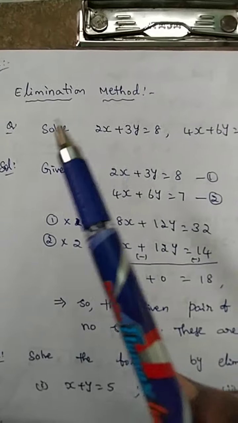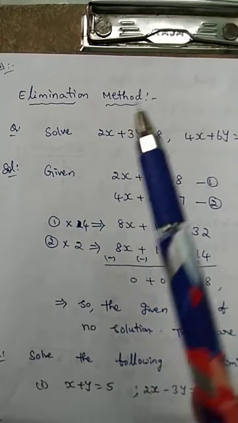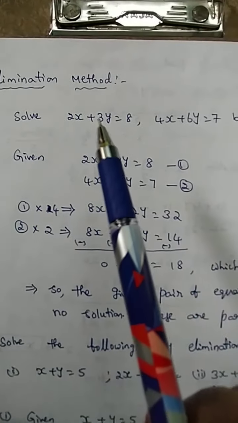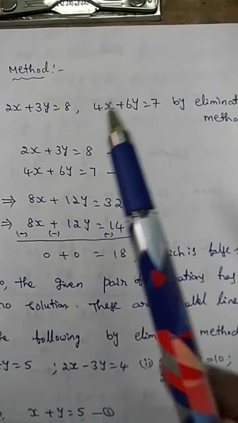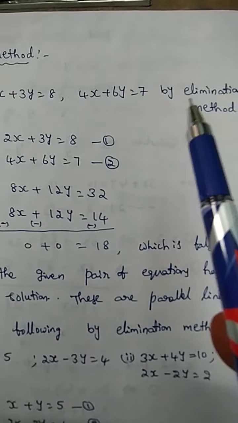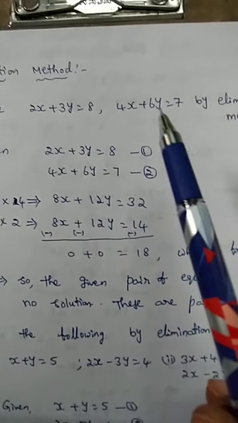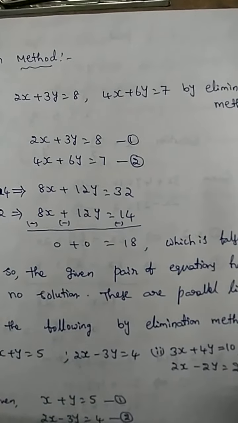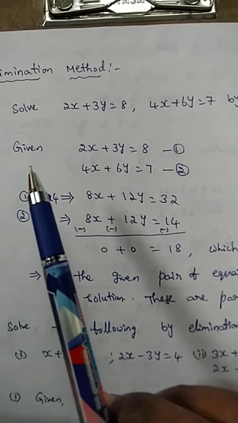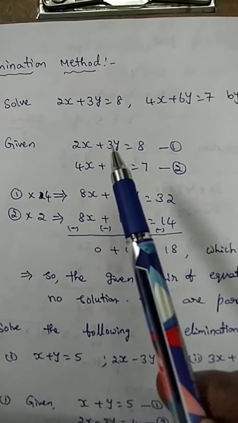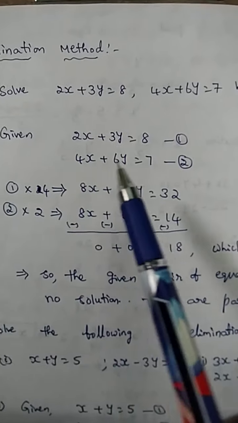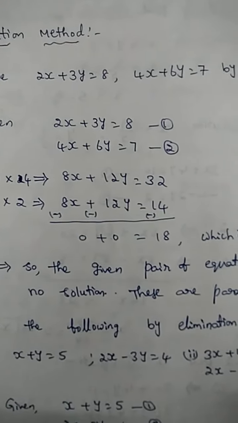Now coming to the elimination method. One question is to be mentioned here. Solve 2x plus 3y is equal to 8, 4x plus 6y is equal to 7, by the elimination method. Write it as given: 2x plus 3y is equal to 8, first equation; 4x plus 6y is equal to 7, second equation.